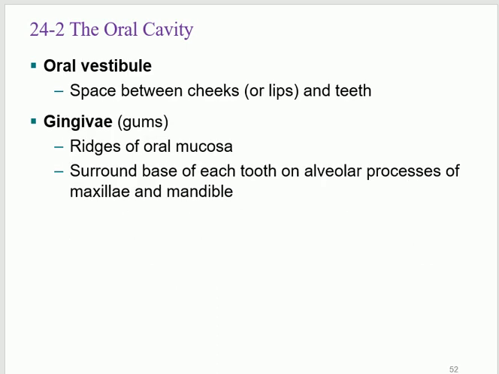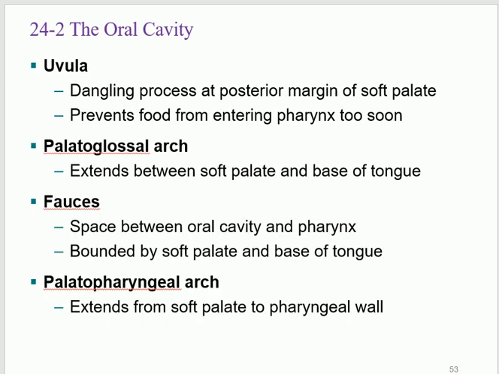And there are certain names that we need to know. What's the oral vestibule? It's between the cheeks and the teeth. Gingiva, gum. Uvula, we talked about it before. Remember, in the back of the mouth? What's the function of the uvula? Yes, it prevents anything in the mouth from going to the nose. There is the palatoglossal arch, an arch between the palate and the tongue. Palatopharyngeal arch, an arch between the palate and the pharynx. And in between those two arches, there are tonsils.